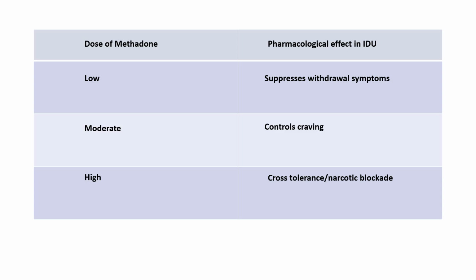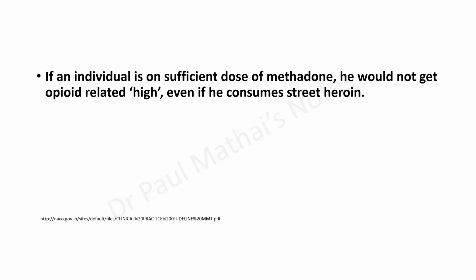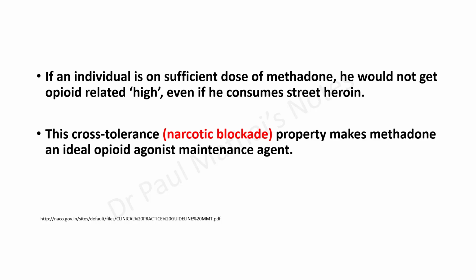So, what does this mean? If there is a patient who is on methadone, then this patient would not get the opioid-related high, even if he or she consumes street heroin. So, this cross tolerance or narcotic blockade makes methadone an ideal opioid agonist maintenance agent.